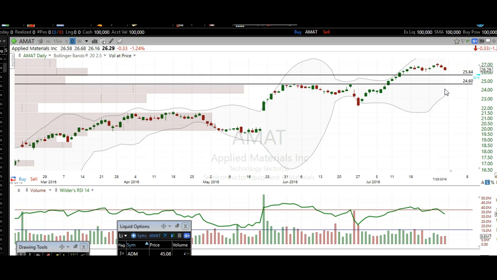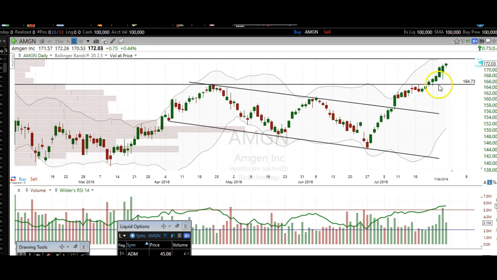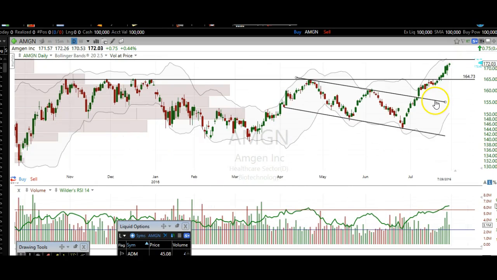Next, I want to cover AMGN. AMGN, a couple things that I want to point out. We broke out of this bull channel right here with this candle right there, and as you can see, nice move to the upside since doing so.